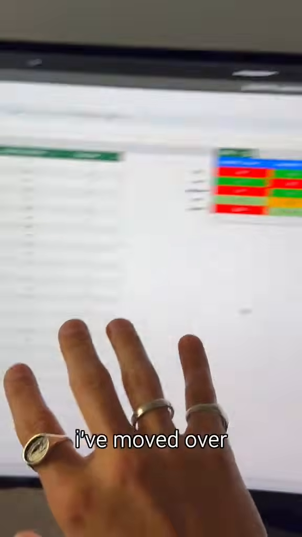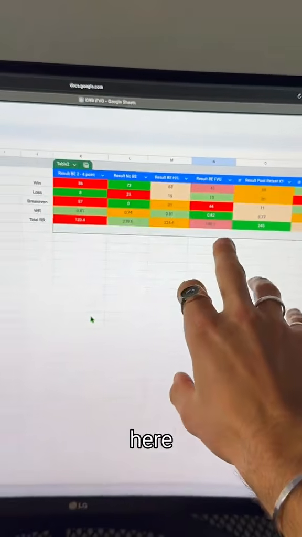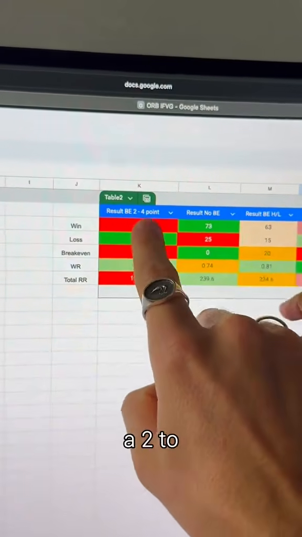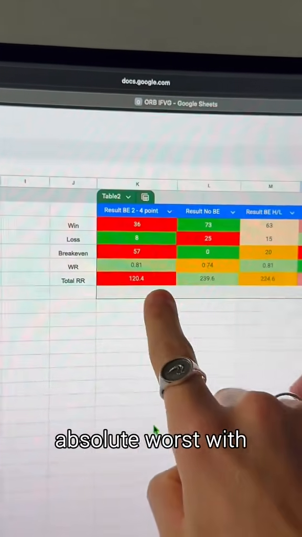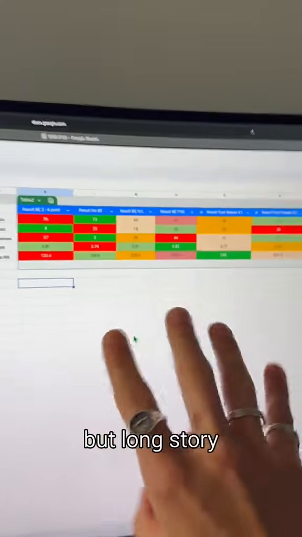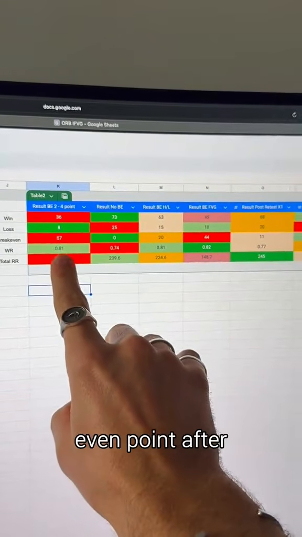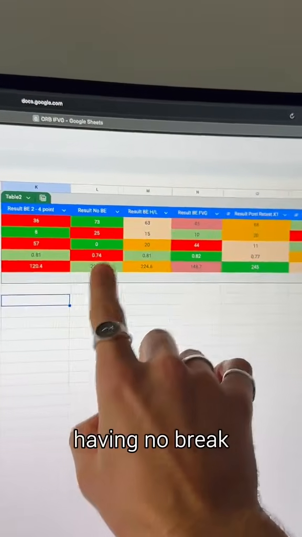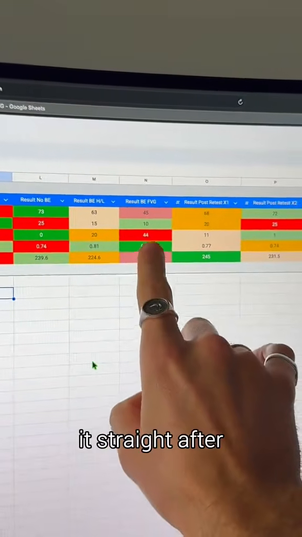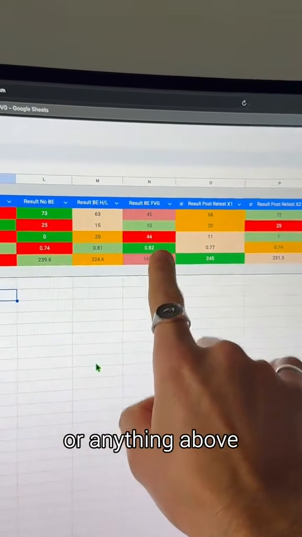All of this data I've moved over to this color coordinated table right here. Moving my stop loss to break even point after a 2 to 4 point move performed the absolute worst with only 120R. But long story short, the 3 worst performing ones were moving my stop loss to break even point after a 2 to 4 point move, having no break even at all, and also moving it straight after we fill a 5 minute or anything above that FVG.